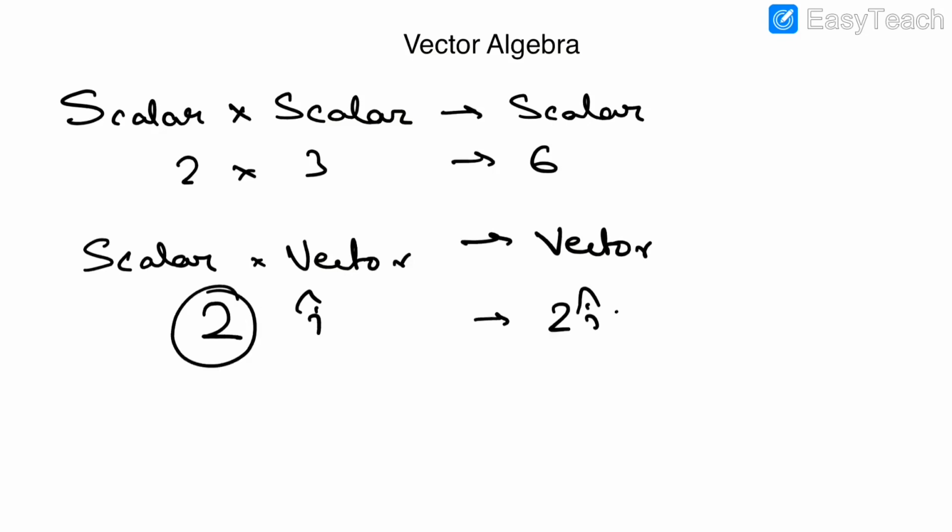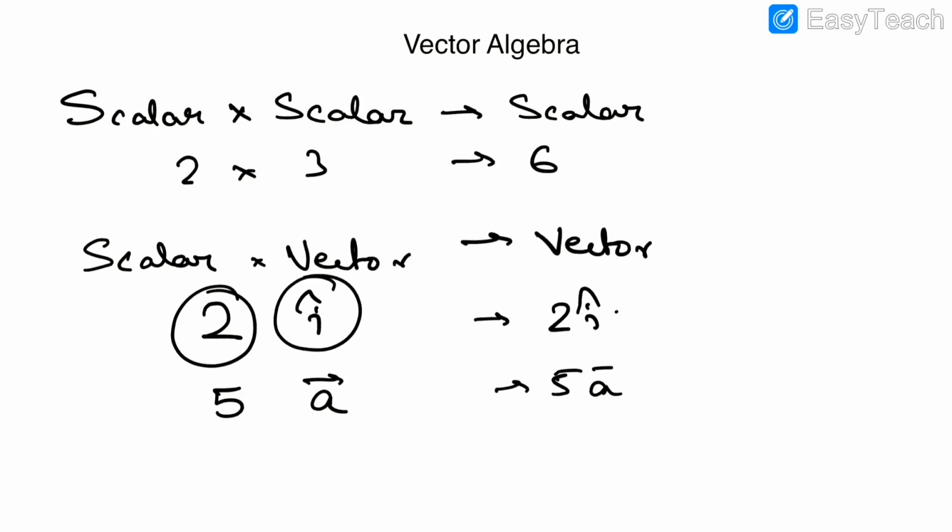It is a vector quantity, right? 2 is a scalar number, i cap is a vector quantity, and it gives you 2 i cap. Correct? 5 times some vector a will give you 5a. 5a is another vector whose magnitude is 5 times the magnitude of vector a. So scalar into a scalar gives you a scalar, and scalar into a vector gives you a vector quantity. Now what can vector into vector give you? What is this multiplying of vectors?